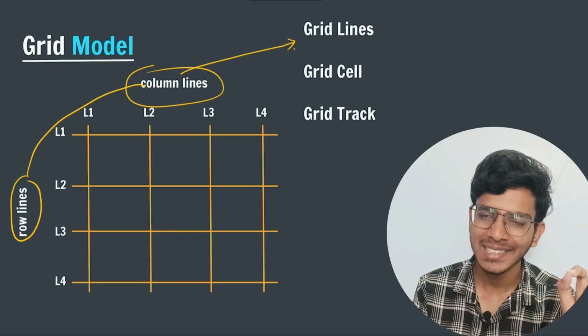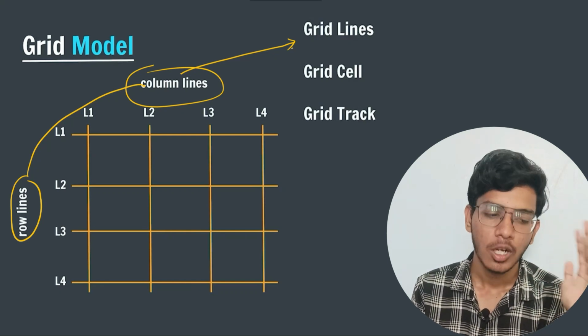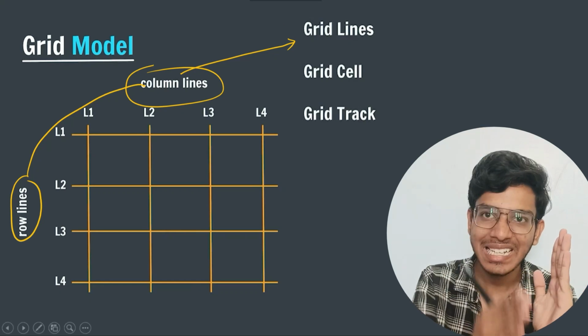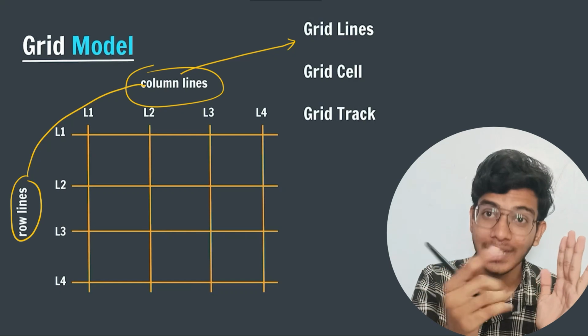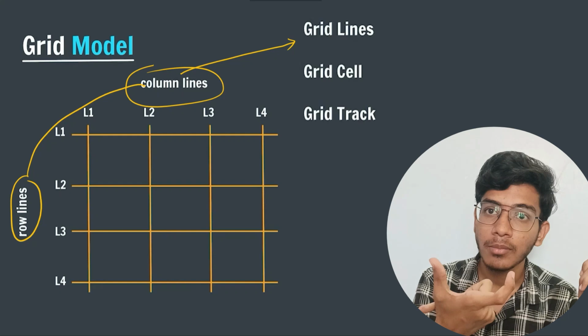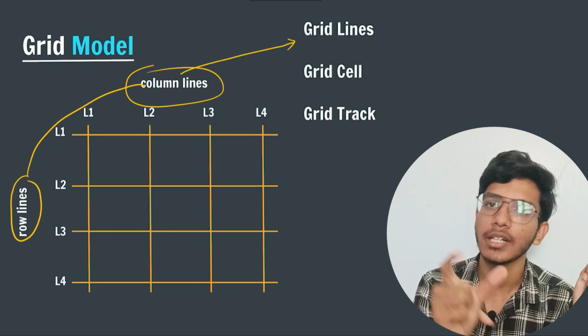And combining these row and column lines, we call them together grid lines. So what are grid lines? Grid lines are nothing but column lines and row lines. Row lines are the horizontal lines in the GridBox model, and column lines are the vertical lines in the GridBox model.